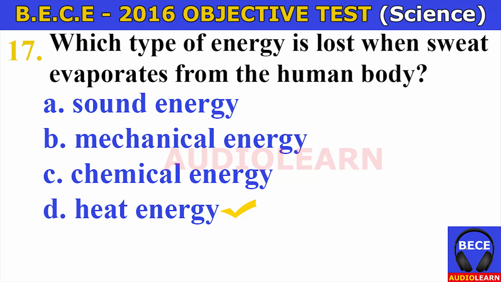Number 17. Which type of energy is lost when sweat evaporates from the human body? A. Sound energy, B. Mechanical energy, C. Chemical energy, D. Heat energy. And the answer is D. Heat energy. Which type of energy is lost when sweat evaporates from the human body? And the answer is heat energy.